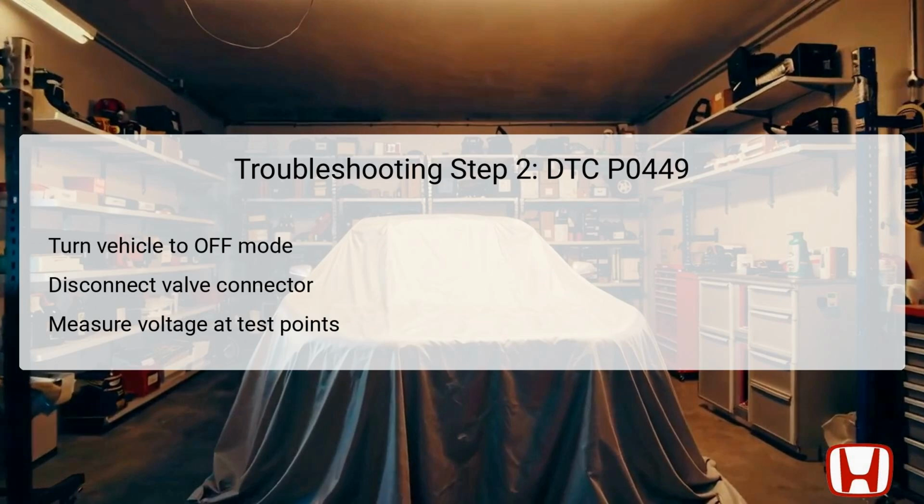Test point 1 corresponds to the female terminal number 1 of the disconnected EVAP canister vent shut valve, while test point 2 is connected to body ground. Using a multimeter, check for battery voltage between these 2 points. If battery voltage is present, it confirms that the wiring between the powertrain control module, PCM, and the valve is intact, allowing you to proceed to the next step.